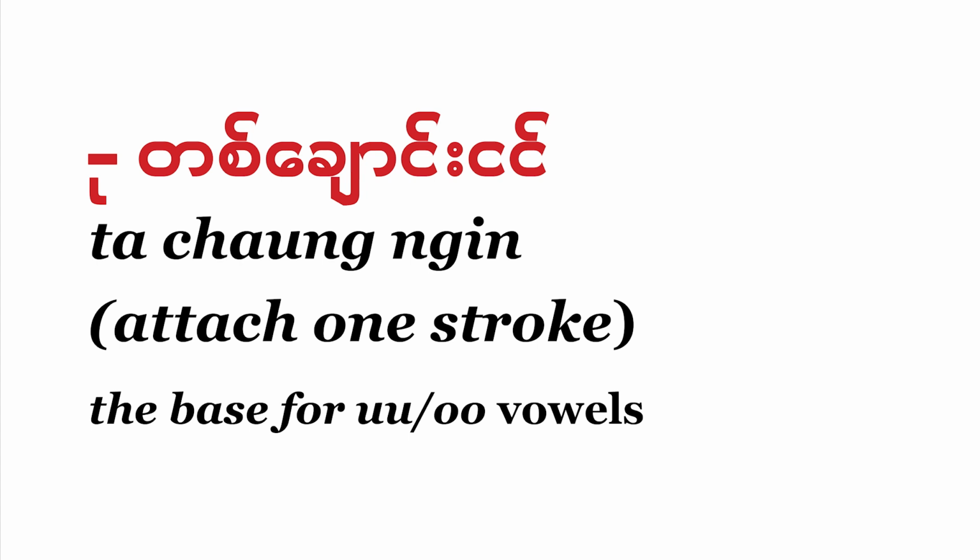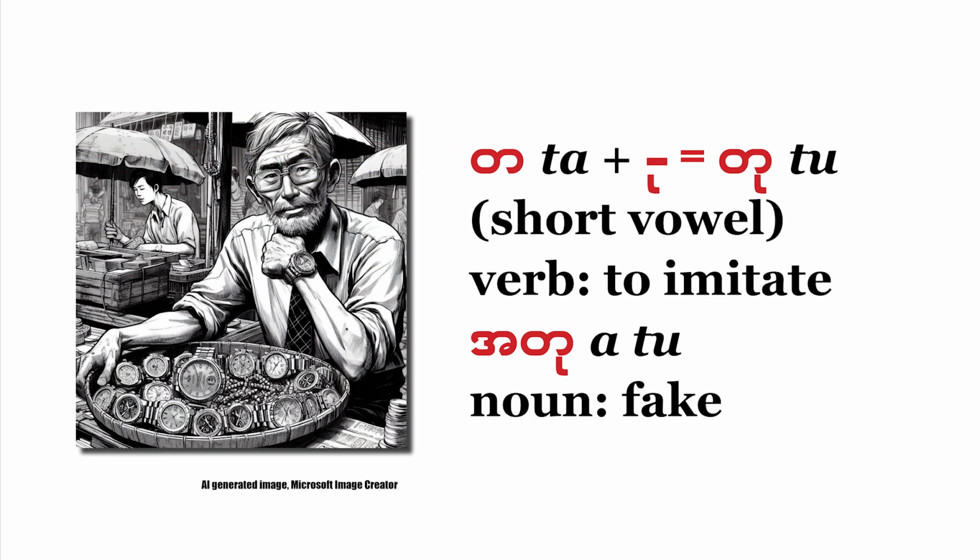The basic diacritic for this family is called the chaungin. It literally means to attach one stroke, and that gives you the abrupt short vowel u, u. So if you take the ta consonant and add a stroke at the bottom like this, it gives you do, do. The verb do means to imitate, and in the noun form, a do means a fake. So, for example, Rolex a do means a fake Rolex.